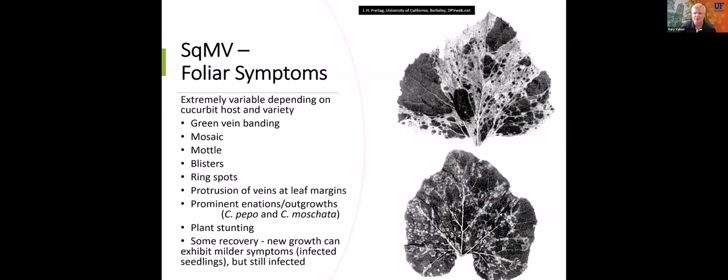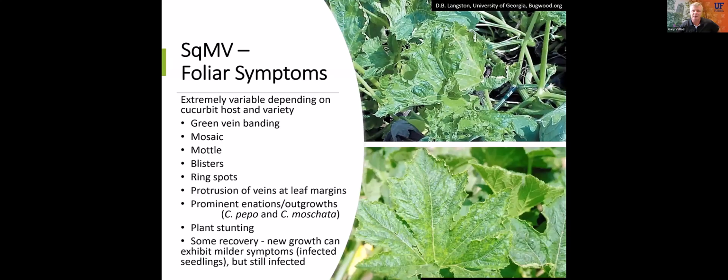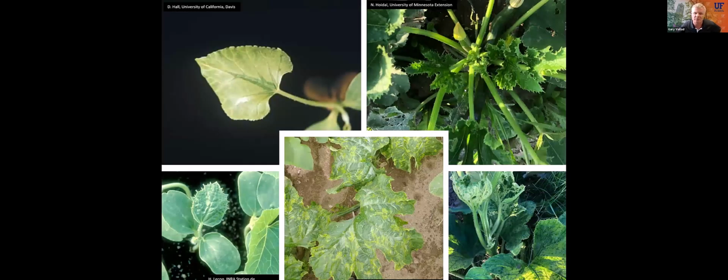So this image up here shows a little bit of that green leaf banding, some blistering, and this shows some of the circling or the ring spots development. Here's some better images, again showing that green banding, the blistering of the leaves, some of this protrusion of the leaf margins, or I would call fringing of the leaf margins as well. This is a great example of the mosaic symptoms on the leaf.